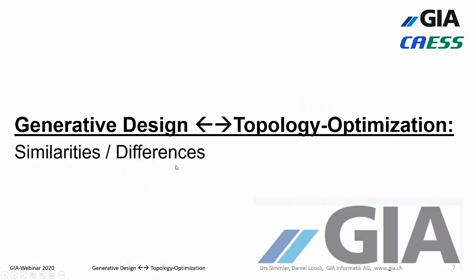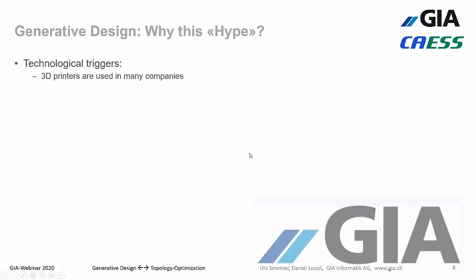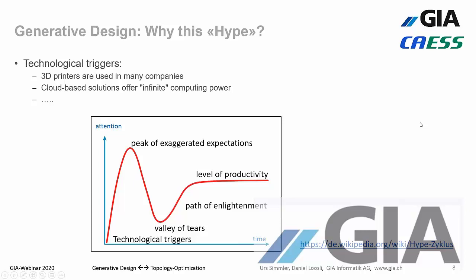Okay, but let's have a look at our theme today, generative design compared to topology optimization. What are the common similarities and what are the differences? Why do we talk right now quite a lot about generative design? I think one reason is that many companies have 3D printers in-house and they want to use them, to feed them with new material, with bionic structures coming out from topology optimization or generative design. And of course, we see quite a lot of cloud-based solutions, and cloud-based solutions provide infinite computing power, and that's also a reason that we talk quite a lot about generative design.